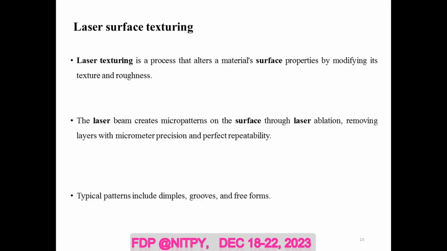Finally, the fifth one, laser surface texturing. This is a texturing process that alters the material surface properties by modifying its texture and roughness. In this texturing process, the laser beam creates micro patterns on the surface through laser ablation, removing the layers with micrometer precision and perfect repeatability.